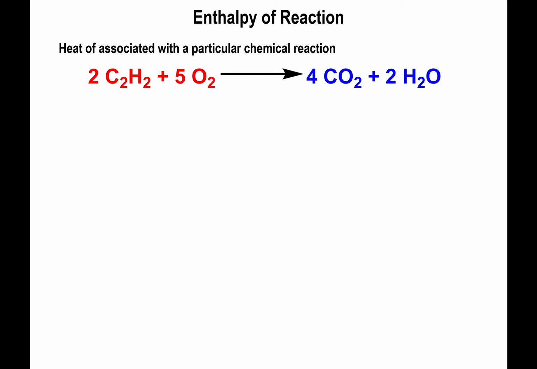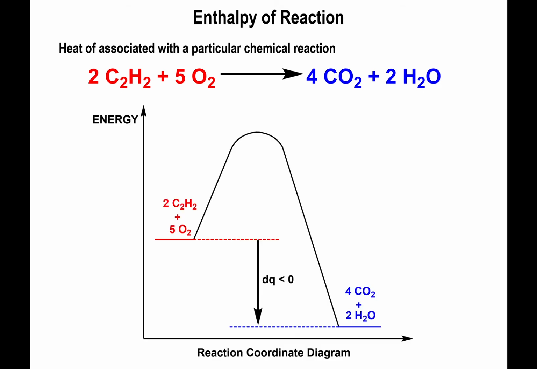So I'm going to show you a quick example right here. We're basically combusting acetylene with dioxygen to generate carbon dioxide and water. That's your typical combustion reaction. And in terms of energy profiles, what this means is that you're going to have reactants at some energy level, shown here on the y-axis, and you're going to have your products also at some other energy level on the y-axis.